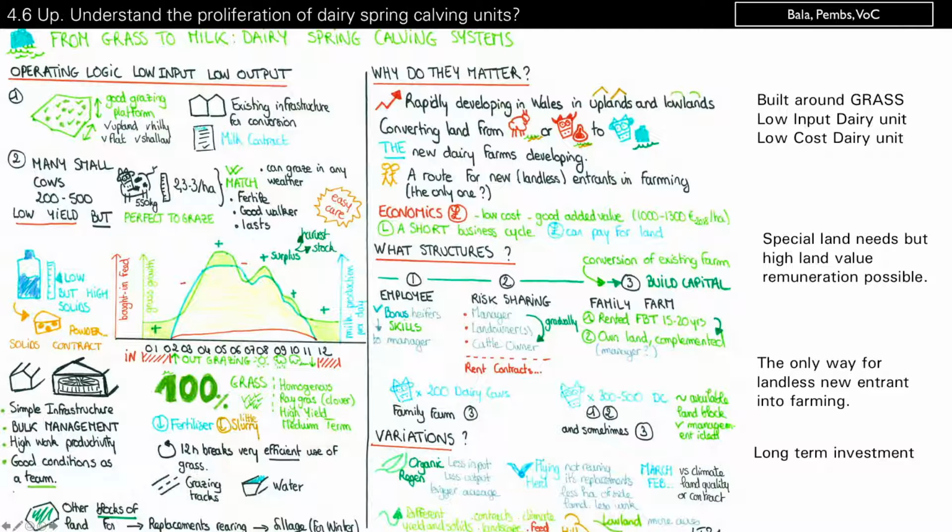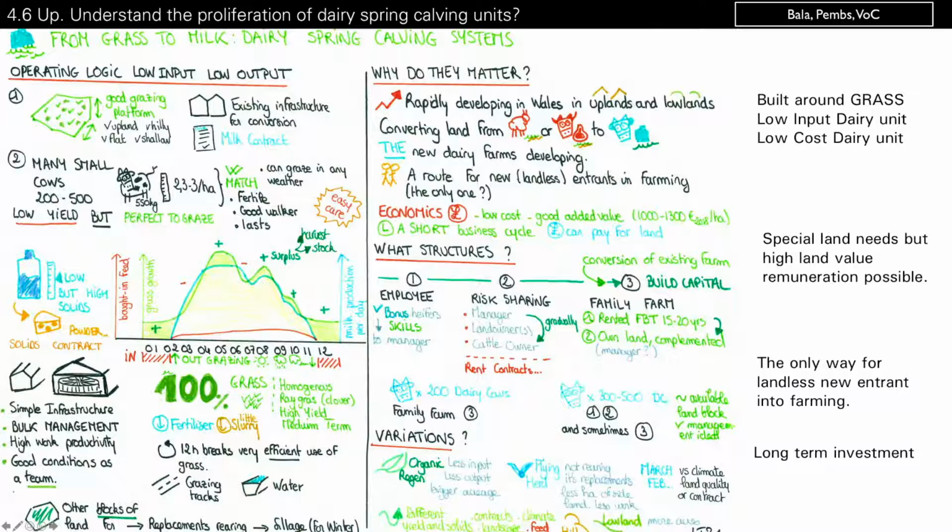Another trend we've seen, particularly in North Wales, is the development of dairy spring calving systems, making the most of grass to milk the cows, matching the production cycle of the cows with the grass production cycle in the areas they're working in. They can make do with nearly every kind of landscape, so they're converting a lot of hill land previously used by beef and sheep systems to dairy spring calving.